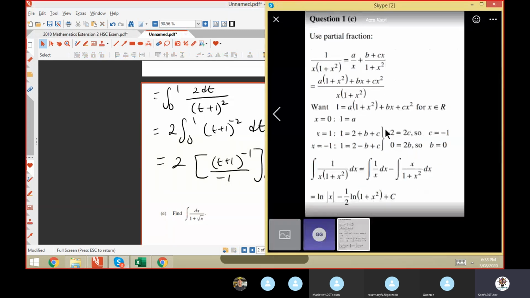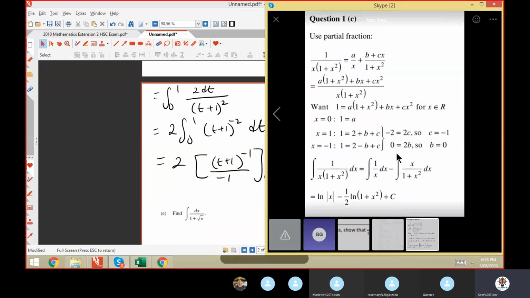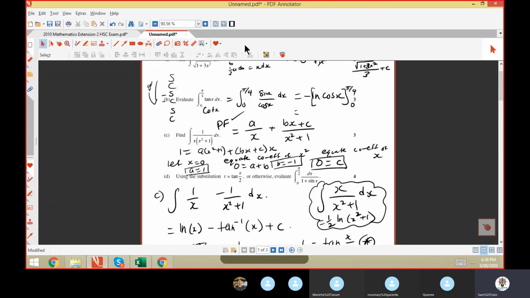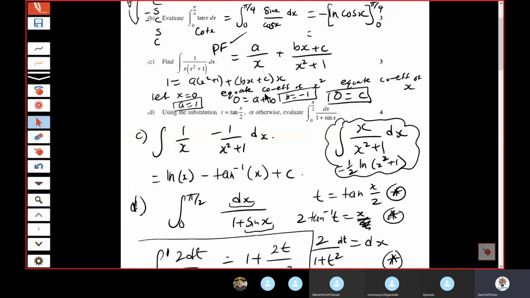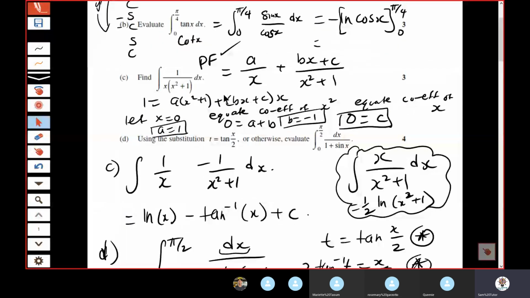Using partial fractions. Oh, did I make a mistake? Is the top x? B plus Cx. Hold on. Yeah, that's because it's an x, but I didn't have an x, so that means you're saying I've made a mistake in my partial fractions here.